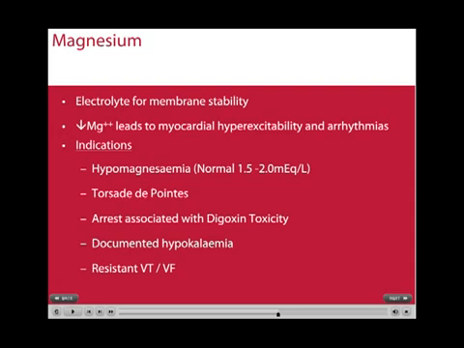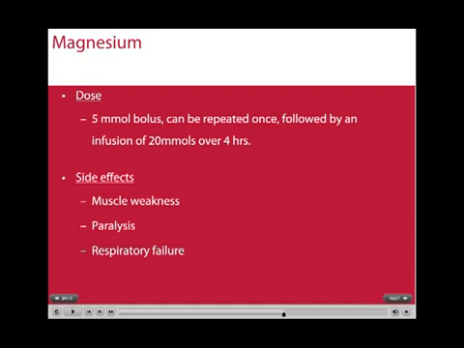Magnesium is also an important electrolyte for membrane stability, with low levels of magnesium leading to myocardial hyperexcitability and arrhythmias. The indications for giving magnesium include hypomagnesemia, torsades de pointes, arrests associated with digoxin toxicity, documented hypokalemia, and resistant VT-VF. The dose of magnesium given in an arrest situation is a bolus dose of 5 millimoles, which can be repeated once only. This can then be followed up with an infusion of 20 millimoles of magnesium over 4 hours. Some side effects of rapid magnesium administration include muscle weakness, paralysis, and respiratory failure.